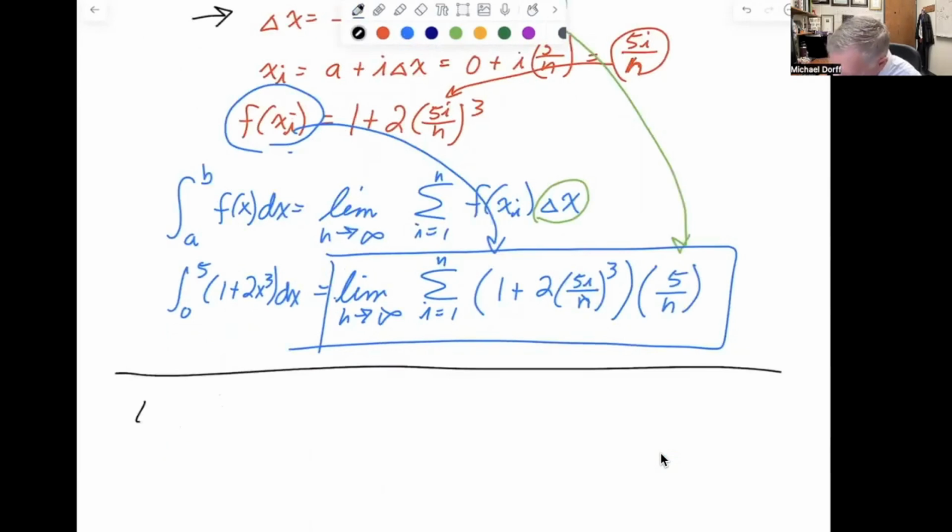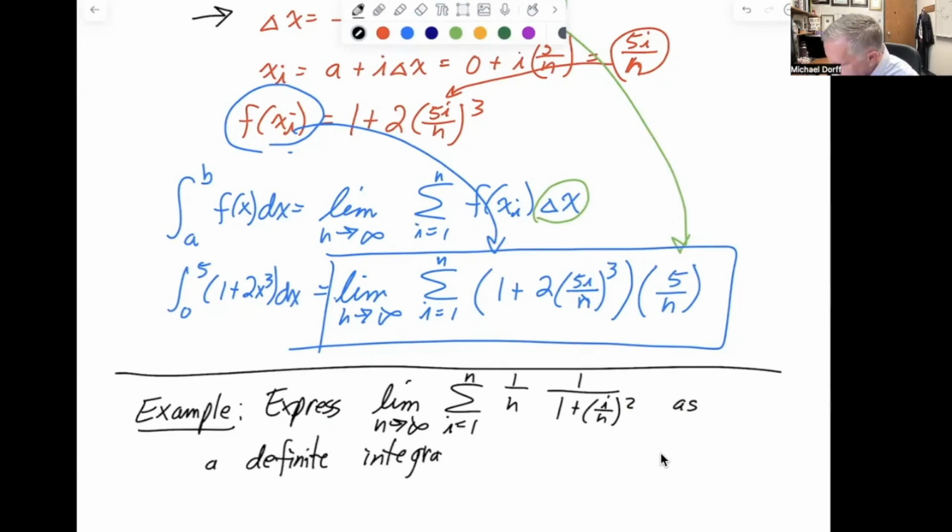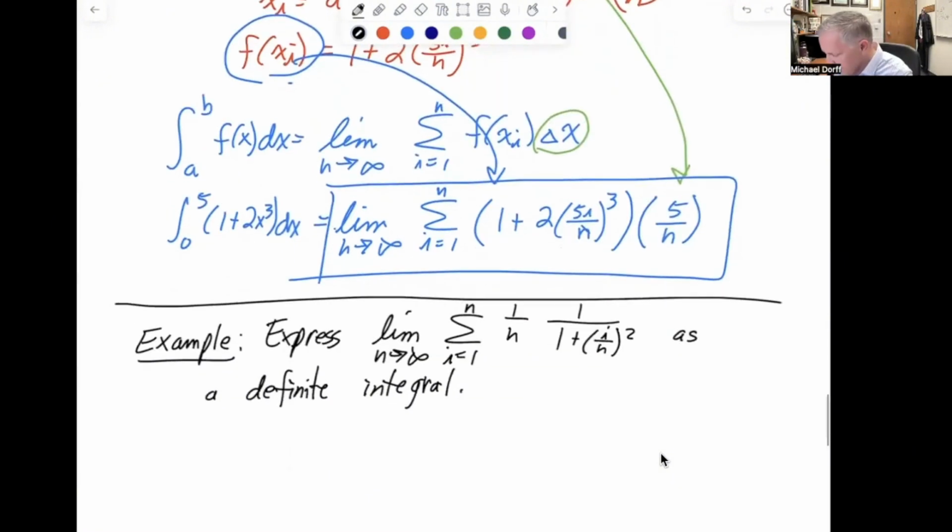All right, let's do one in the opposite direction here. So we're going to express the limit of a Riemann sum. So the limit as n goes to infinity of the sum i equals 1 to n of 1 over n times 1 over 1 plus i over n squared as a definite integral. Now I put the word definite there. Definite integral just means that my a and b values are given to me. Okay. Don't worry about that right now. We'll talk more about that later.